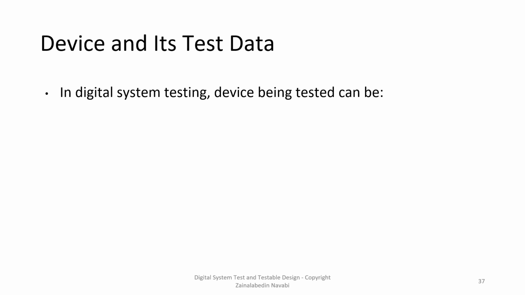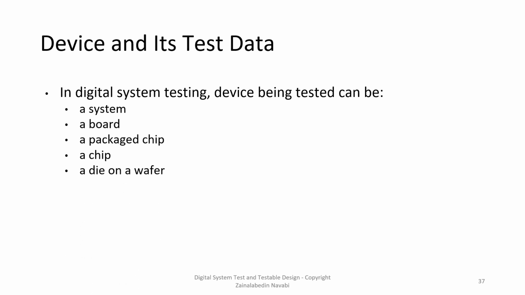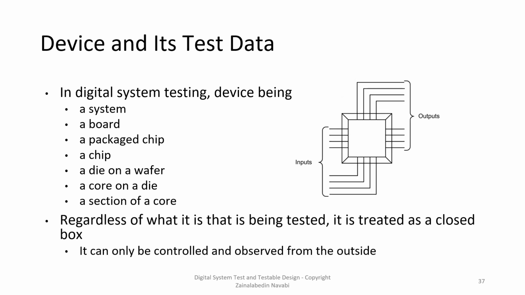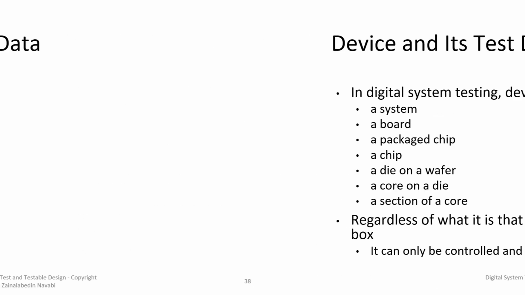So what is the device and what is the test data? What do we test? We can select a system, a board, a chip, a die on the wafer, or a core on a die, or a section of the core. So you have seen all these things in the last class. Just for reviewing, I'm doing this.